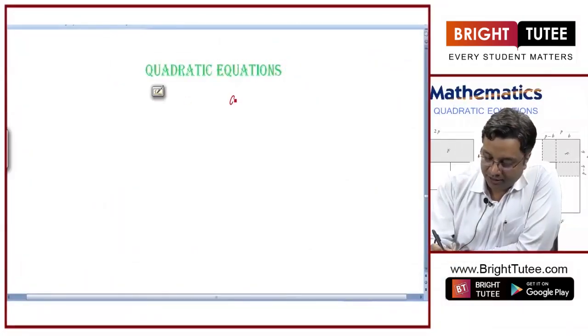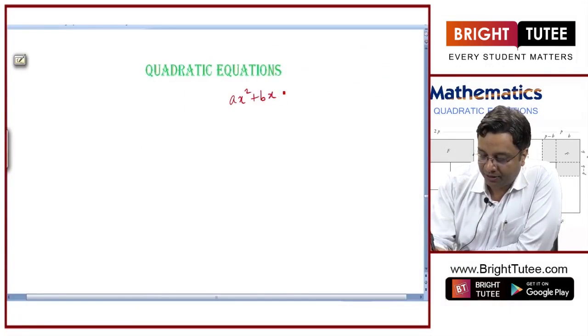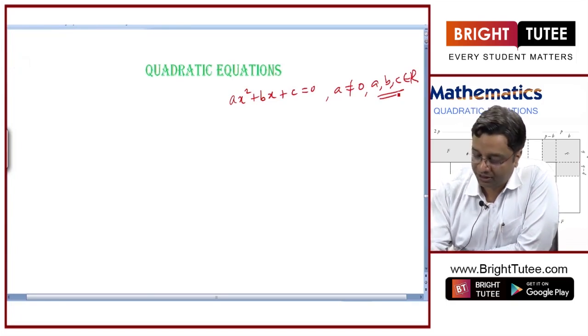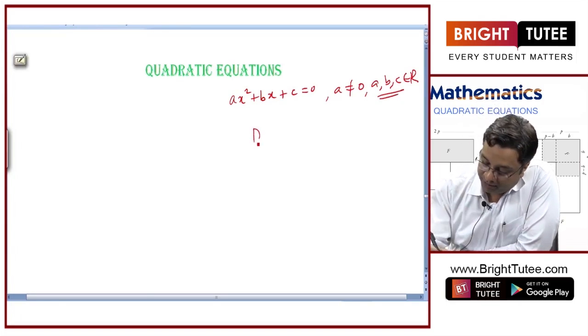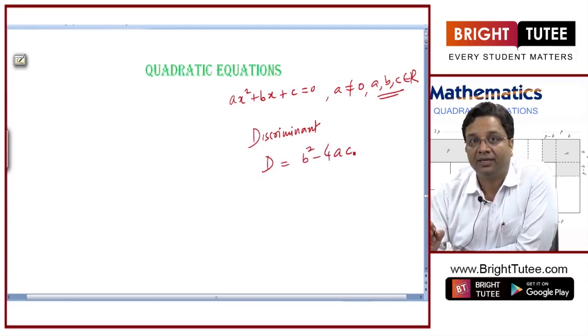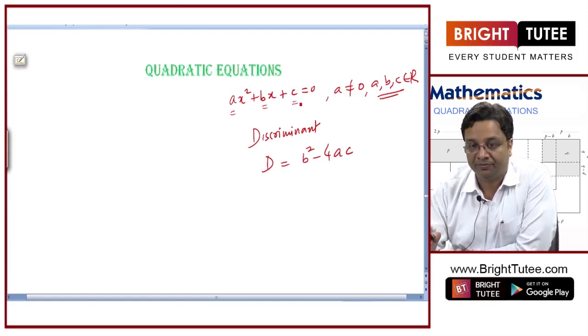So what was the discriminant? When we took the standard equation as ax square plus bx plus c equal to 0, where a was not equal to 0 and a, b, c were real numbers, we started our lecture with this equation. So what is discriminant? Discriminant d is equal to b square minus 4ac. What is b? b is the coefficient of x, a is the coefficient of x square, c is the constant term.